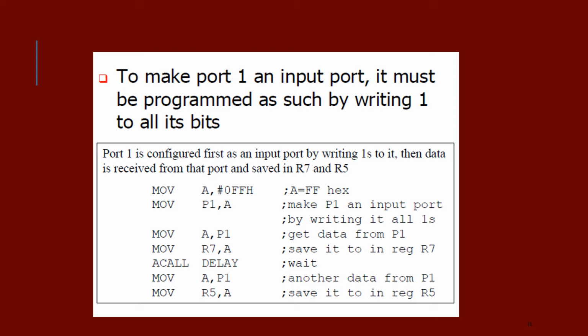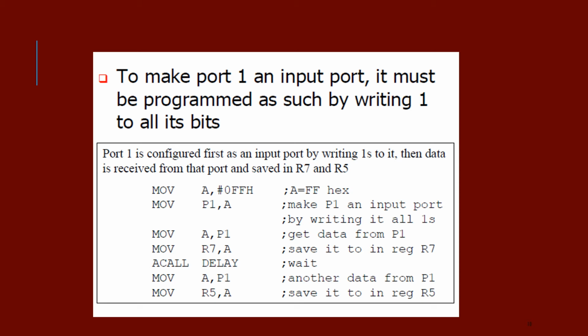So MOV A, #0FFH, MOV P1, A. What it is doing, these first two instructions, the accumulator is going to get FF in hex, and the same is copied into P1. So on P1 all the input pins are made 1, that is FF.